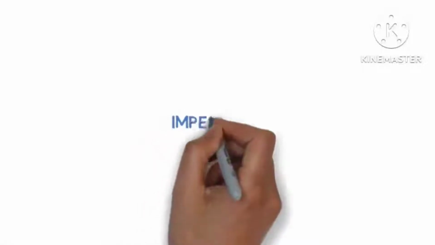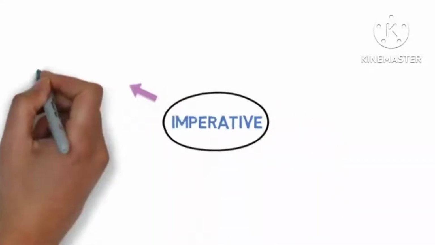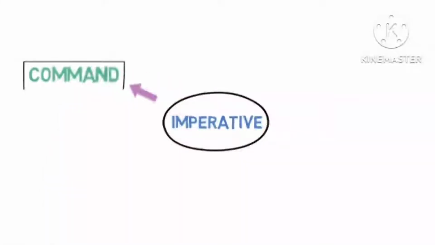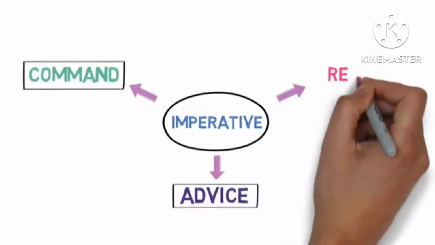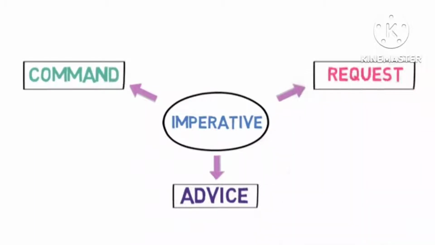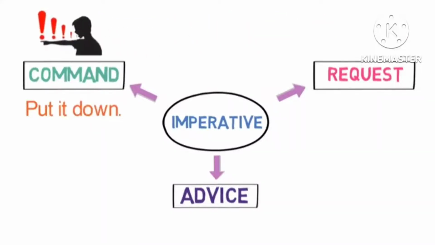What is an imperative sentence? An imperative sentence is used to give a command or advice or request. Let me give you some examples of it. Put it down. Here, this type of sentence is giving the order.